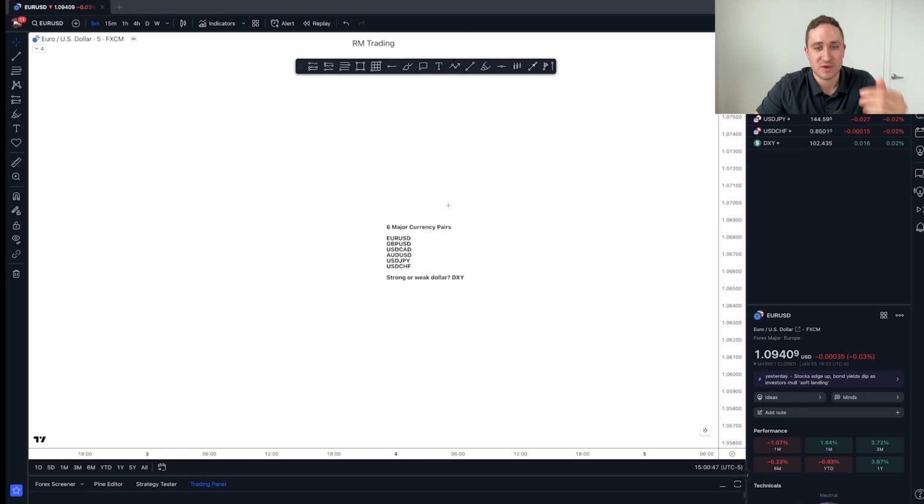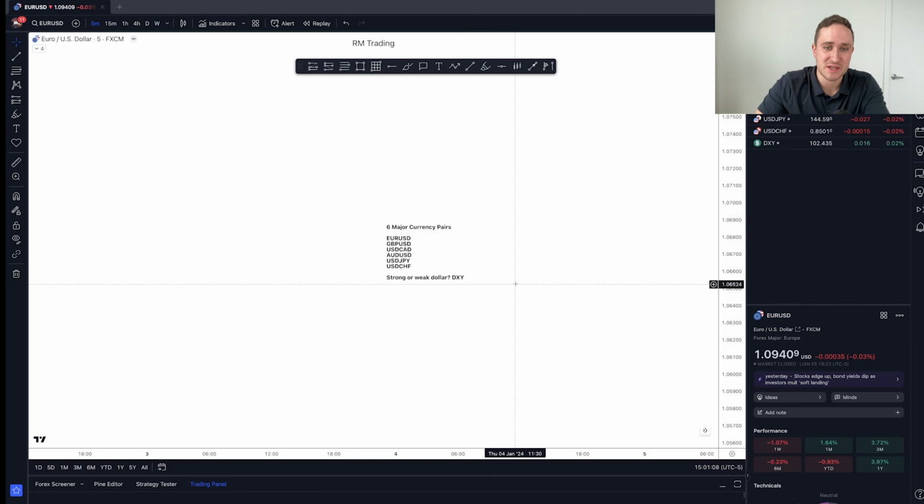So as you can see here, we have EU, GU, USD CAD, AUD USD, USD JPY, and USD CHF. Now these are the 6 main Forex currency pairs that you want to be trading. The reason I love trading these pairs is because we have the US dollar to influence our bias.